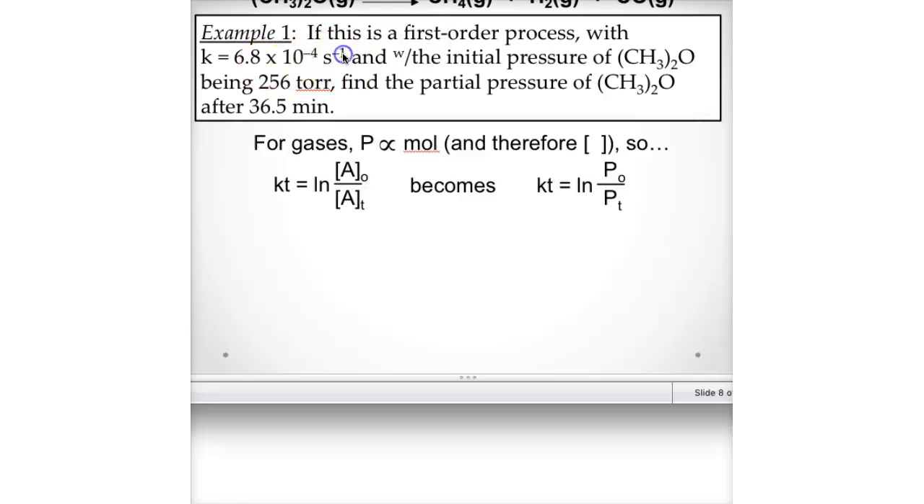It says, if this is a first order process with k equal to that, and the initial pressure of a substance is 256 torr, find the partial pressure of that substance after 36.5 minutes. So look, I know it's a lot to digest, so if you need to pause it and read that question over and over again, do it. But this is how you do it.